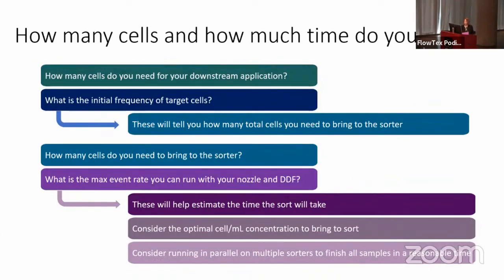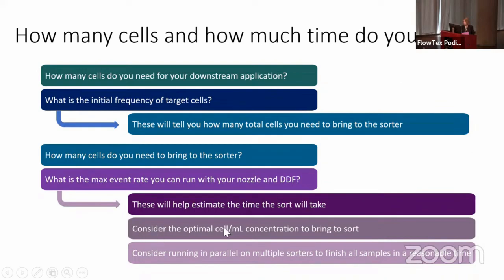The other question I get all the time is how many cells and how much time do I book for a sorter? So how many cells you need for your downstream application is the first thing you want to ask yourself. And what's the frequency of the cells that you want to sort? This should tell you about how many cells you want to bring to the sorter. In general, you want to bring probably about 1.5 to 2 times that many, because there's loss in any preparation, including cell sorting. Once you know how many cells you want to bring to the cell sorter, you need to determine with your core what's the maximum event rate that you can or should run with your nozzle and drop drive frequency. Once you know those, that'll help you estimate the time the sort would take.